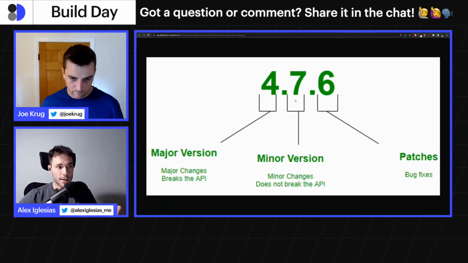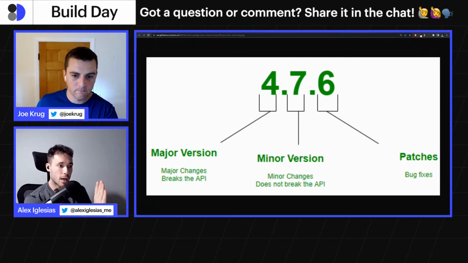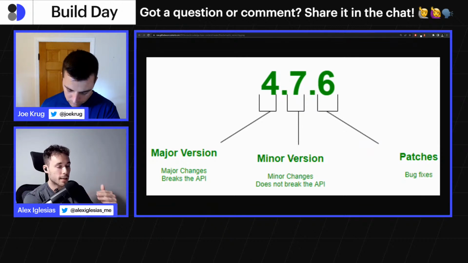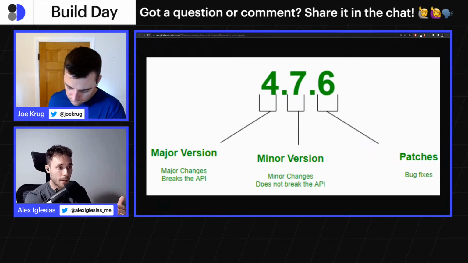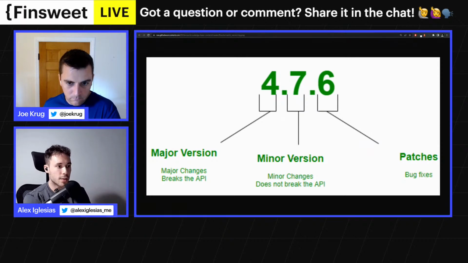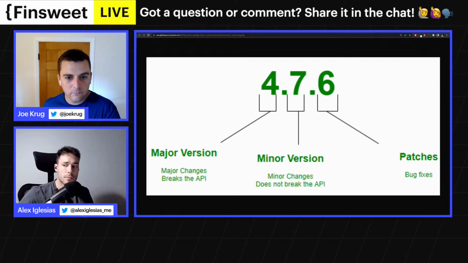The second number is the minor version, and this means that something has been included, but it's non-breaking. This could be a new feature, something that has been improved, but does not affect whatever was included already in the past in the solution, in the code. Usually it's for new features that are non-breaking. And the last one is a patch, which means that something was fixed.